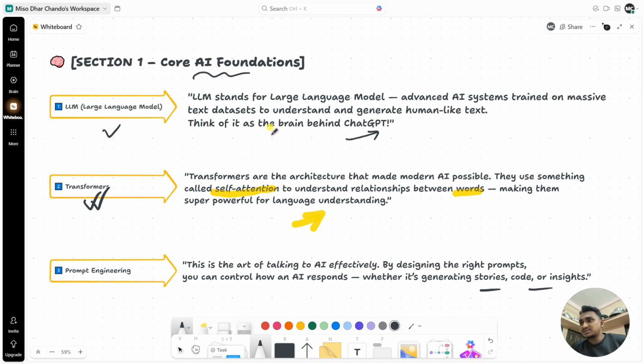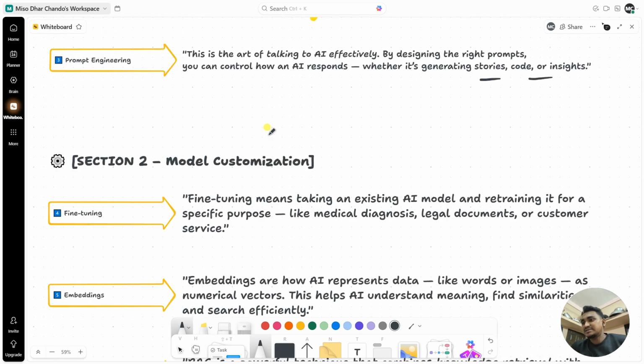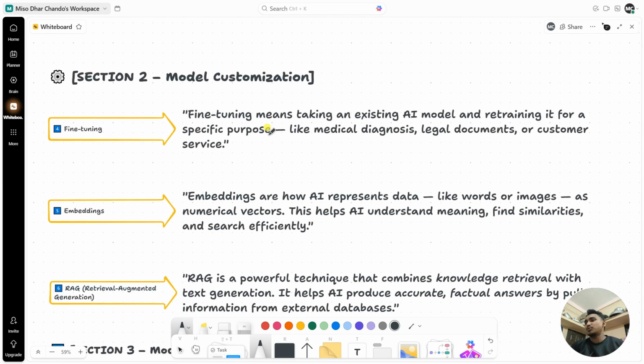Okay, now let's go to section number two. Section number two is model customization. The term here is fine tuning. So what is fine tuning actually? Fine tuning means taking an existing AI model, such as a GPT model or Google Gemini, and retraining it for a specific purpose.